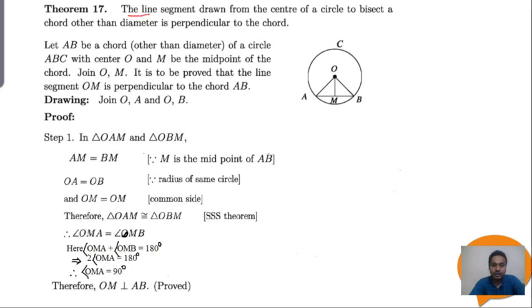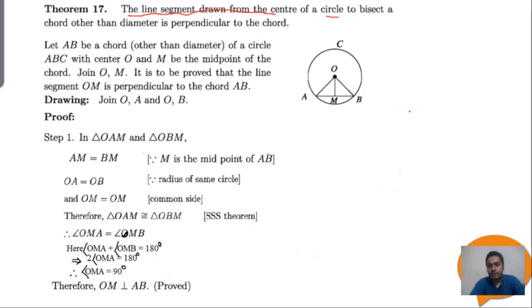The line segment drawn from the center of a circle. The line segment, this is line segment OM, you can think, this is drawn from the center, to bisect a chord other than diameter, is perpendicular to the chord. If a line segment is drawn from the center to any chord, but this chord is not a diameter, other than diameter, without diameter, for other chords this statement is true, but not for a diameter chord.